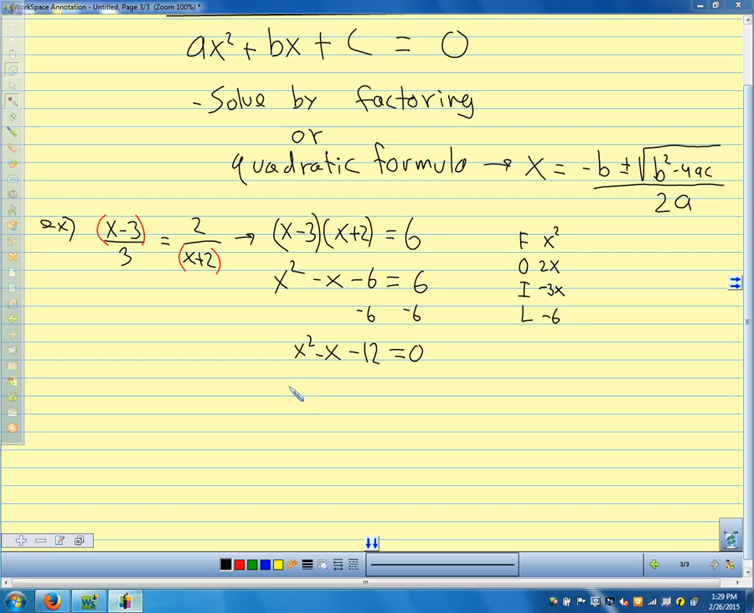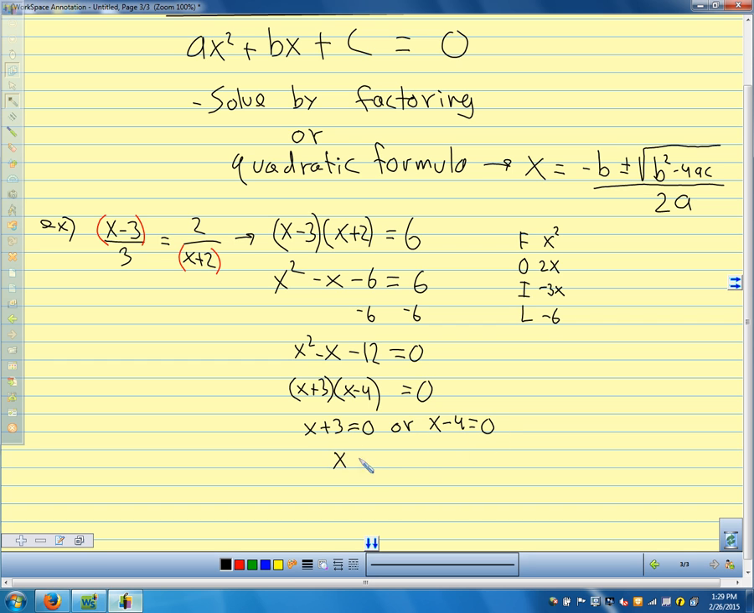All right, so we're going to factor this. We need a 3 and a 4 that multiply to negative 12 and add to negative 1. So it's going to have to be a plus 3 and a minus 4. This tells me that these two numbers are multiplied together to get 0, so one or the other has to be 0. x plus 3 equals 0, or x minus 4 equals 0.